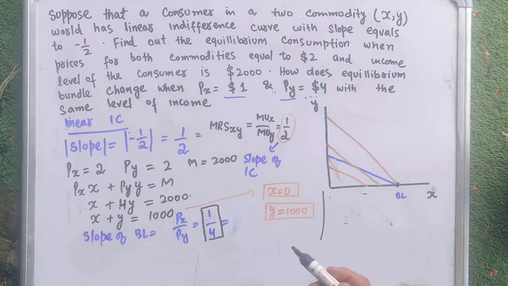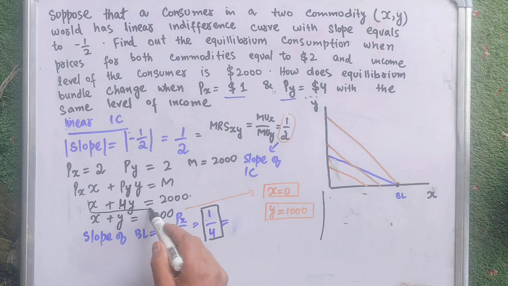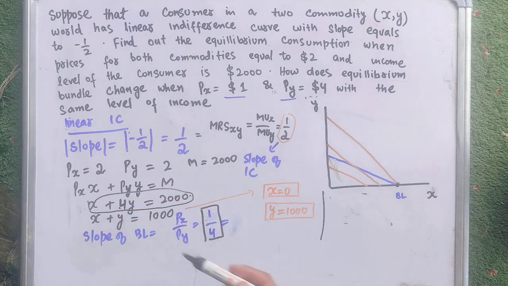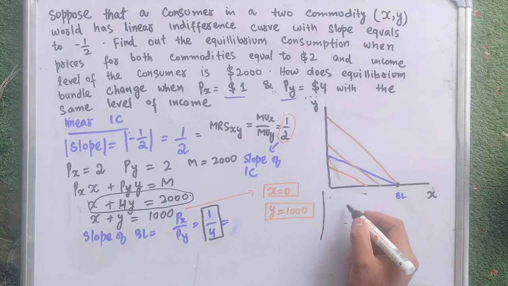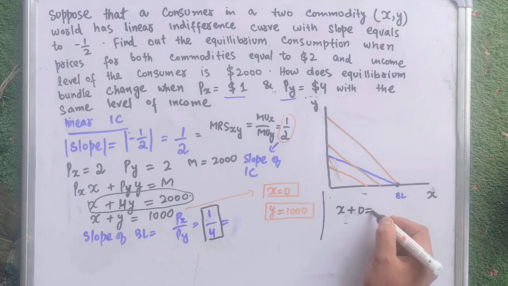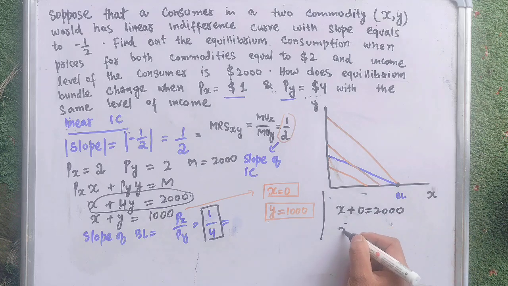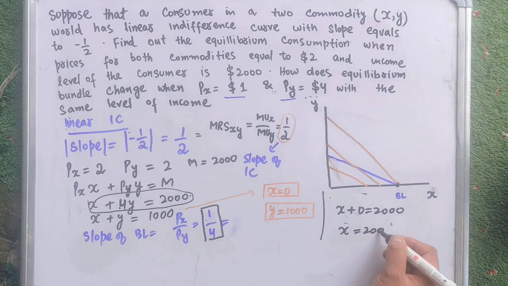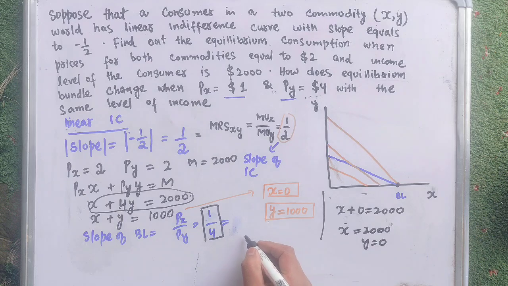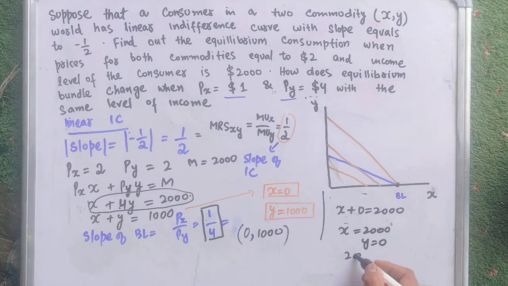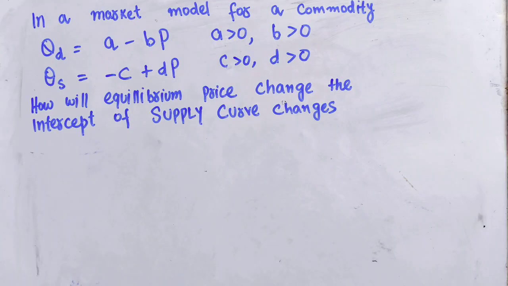We plug in the values. In this budget line, since Y is equal to 0, we have X plus 0 is equal to 2000. In this case, X will be equal to 2000 and Y will be equal to 0. So in the first scenario our optimal bundle was 0, 1000, and in the second scenario we have 2000 and 0.